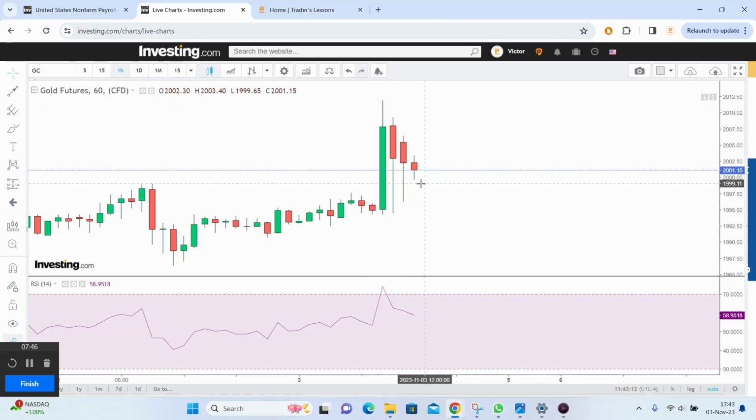Textbook movement, textbook response from gold to an event such as the non-farm payroll. Luckily for everybody who is trading, the non-farm payroll is an event happening every single month, meaning that every single month you have the chance to take advantage of the US job data. It's happening usually every first Friday of the month. So you can start developing your strategies and your expectations for the next non-farm payroll.